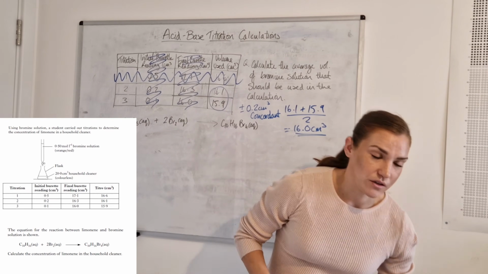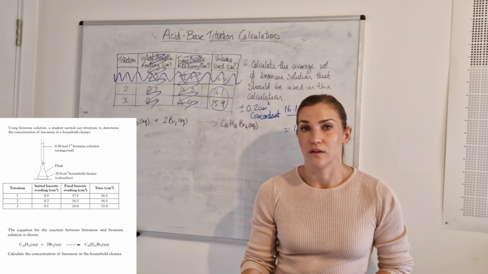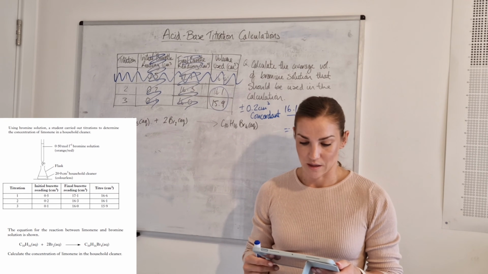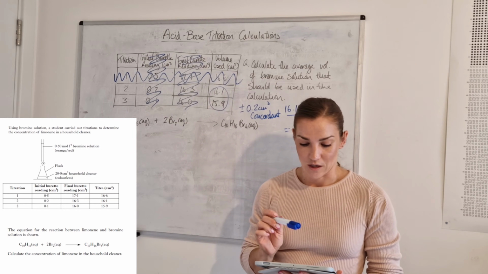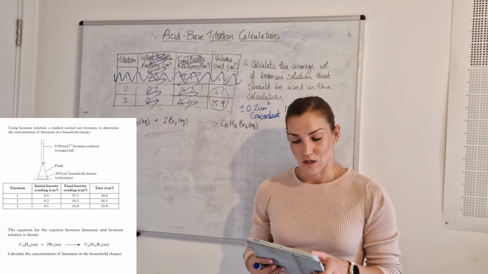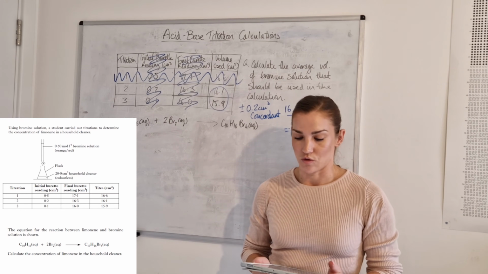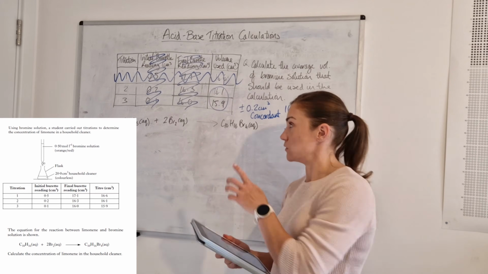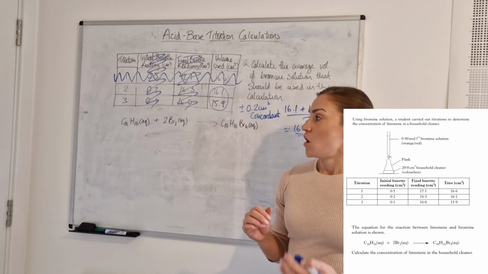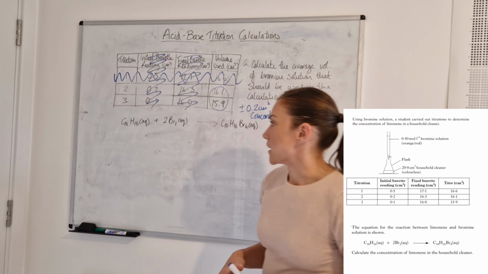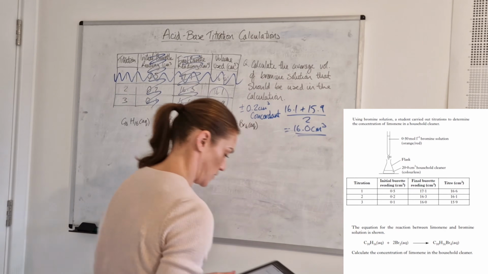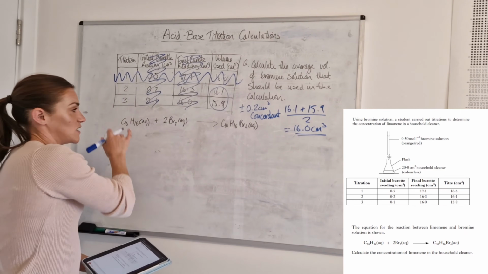The second stage of the calculation is the one that's actually on the question here: calculating the concentration of limonene in the household cleaner. You can see from the picture that the household cleaner is the sample, that's what we're trying to calculate the concentration of, and the bromine solution that was in the burette is our standard solution, which we've just calculated the average volume for. What I like to do when I'm reading through the question is to write any numbers or variables next to things in the equation.